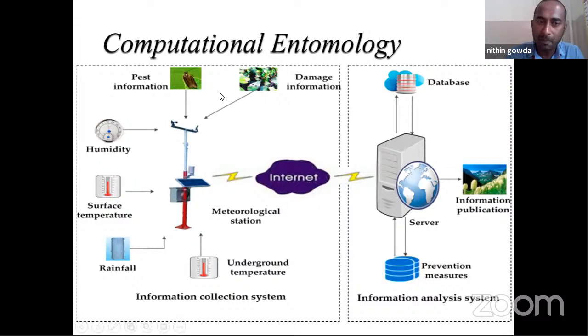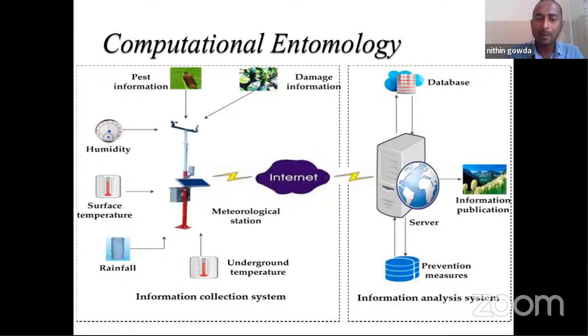So based on the information that you gather using these various technologies or methods, based on the analysis, you can come to a conclusion about when to apply the pesticide, when the count of harmful insects is high, and whether in my farm a sufficient number of pollinators are present. So such actions can be taken. That's the role of computational entomology.